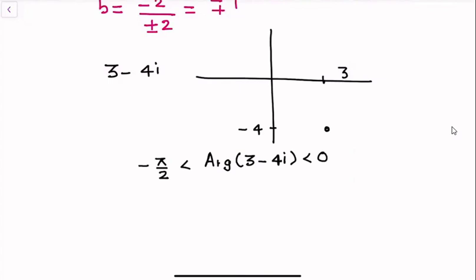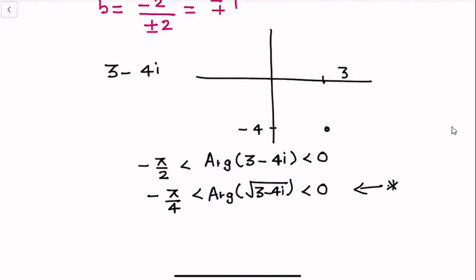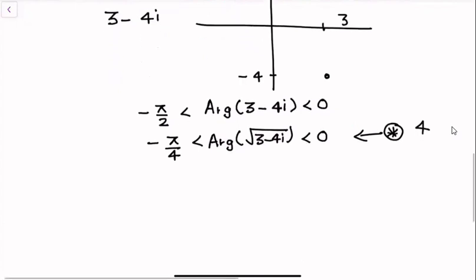Then when we take the square root, the arguments will be halved. Therefore, the argument of the square root of 3 minus 4i is going to satisfy an inequality of this form. Then this inequality suggests that one of the square roots lies in quadrant number 4. Similarly, if we add 360 to the argument of 3 minus 4i, it will not be the principal argument, but we will get the same complex number.